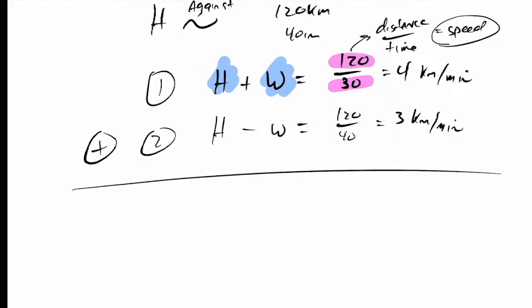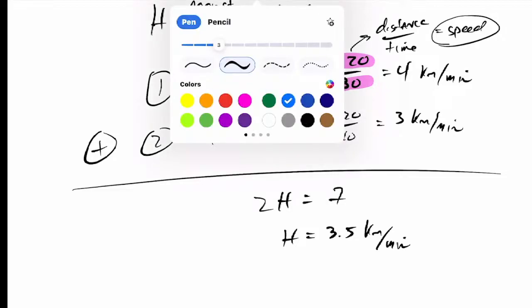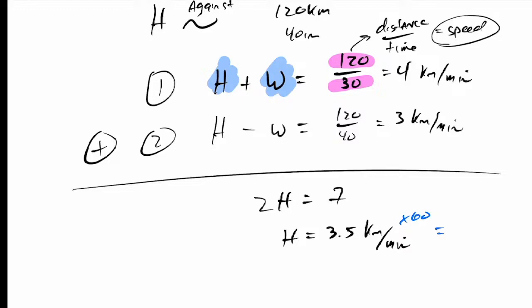I'll just add these together and it cancels off the W's. I get 2h is 7, in which case h is going to be 3.5. But that's measured in kilometers a minute. So if I multiply that by 60, that'll be the answer in the back of the book. I think some people had messaged me that before, that it was in kilometers an hour. Okay, so if I multiply that by 60, then we're good.